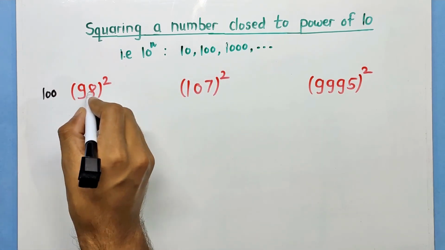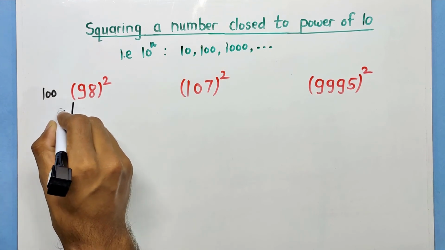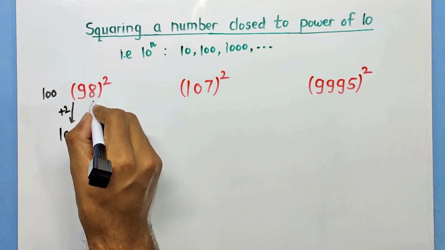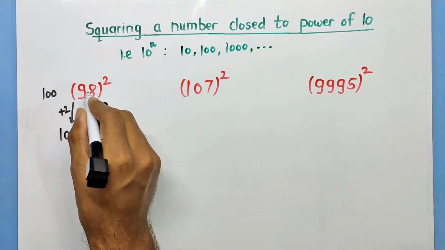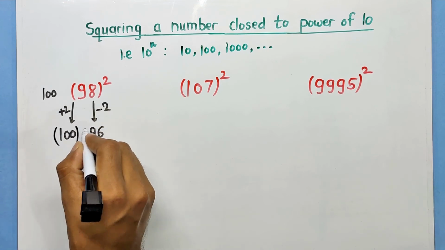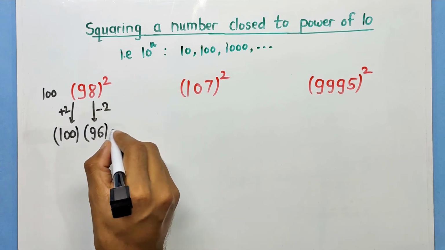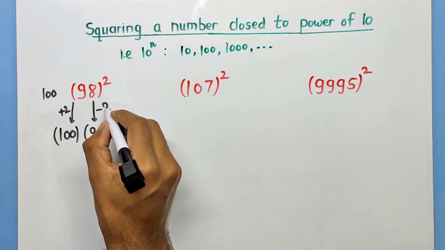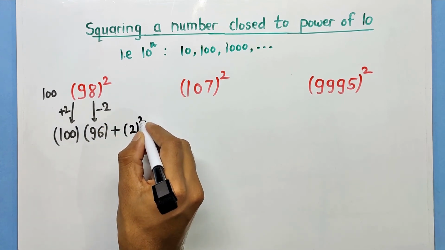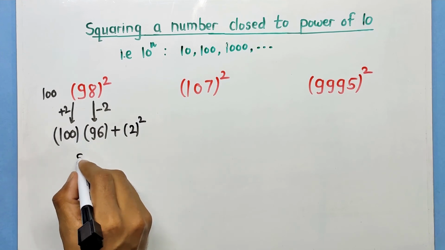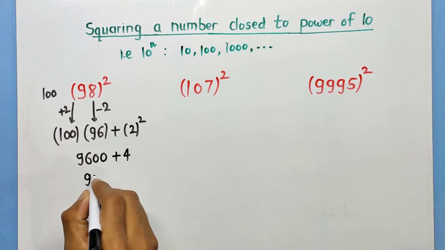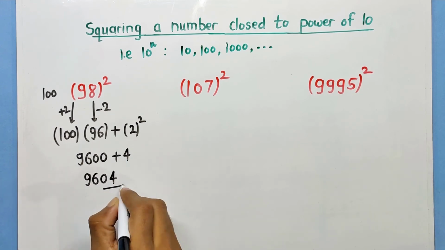And to get this 100, we must add 2 to this number. So let's add 2 to 98. So we get 100. Let's also subtract 2 from this number. So 98 minus 2, so we get 96. So we'll have to multiply these two numbers. And then we'll add the square of the number which we are adding and subtracting here. That is 2. So 96 into 100, that will be 9600 plus 4. That will be 9604. That will be our final answer.